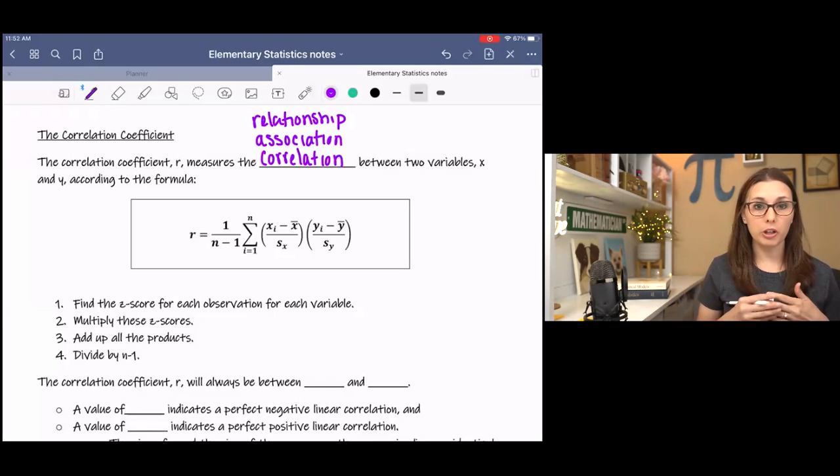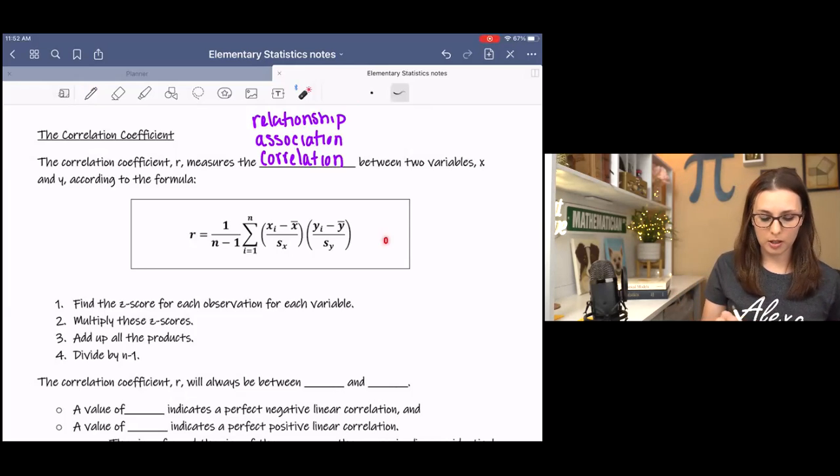In linear regression, it's bivariate data, which means two variables, and you're assessing how closely related these two variables are. So for example, height and wingspan. If you wanted to see if those two variables were related, you could run this regression analysis on it. There is a formula for the correlation coefficient, and this is the formula.